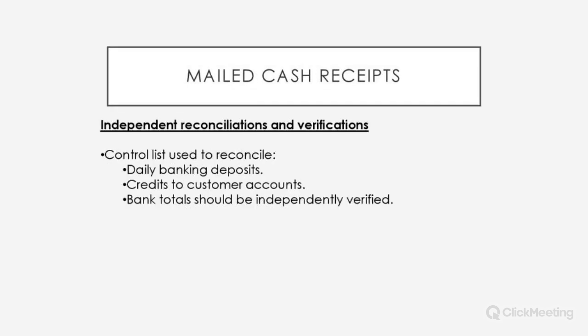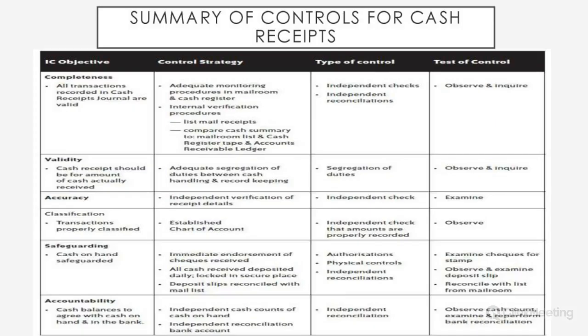Then moving on, independent reconciliation and verifications. Under this, the control list should be reconciled to daily banking deposits and credits to customer accounts, and bank totals should be independently verified. So here's a summary of controls over cash receipts in a table format. This also tells you what type of control is being tested and the control strategy to be put in place.